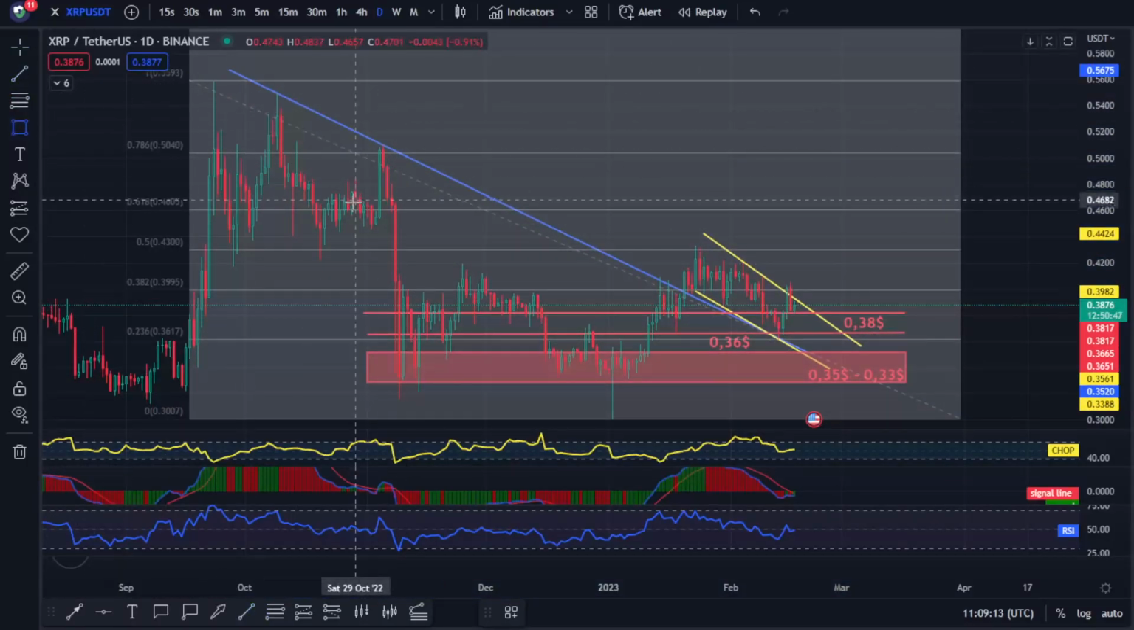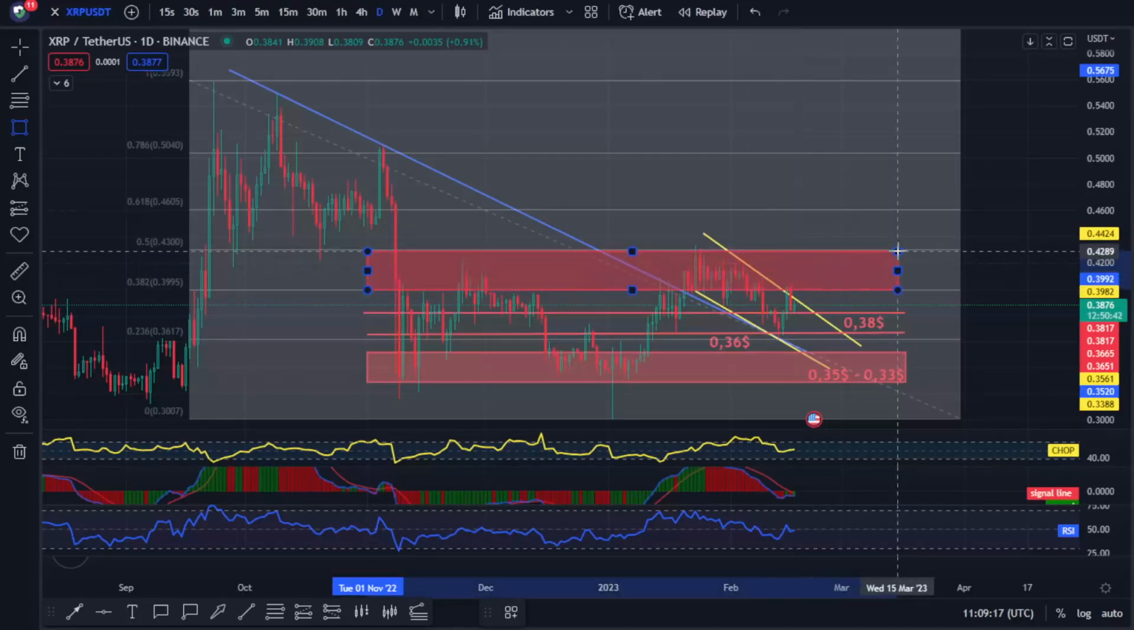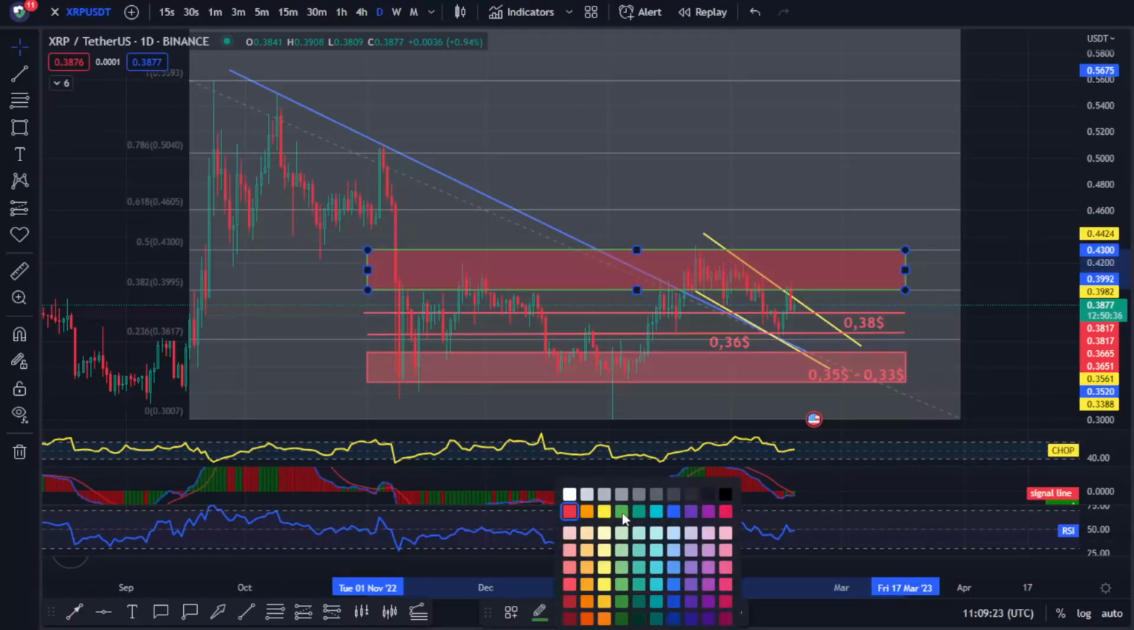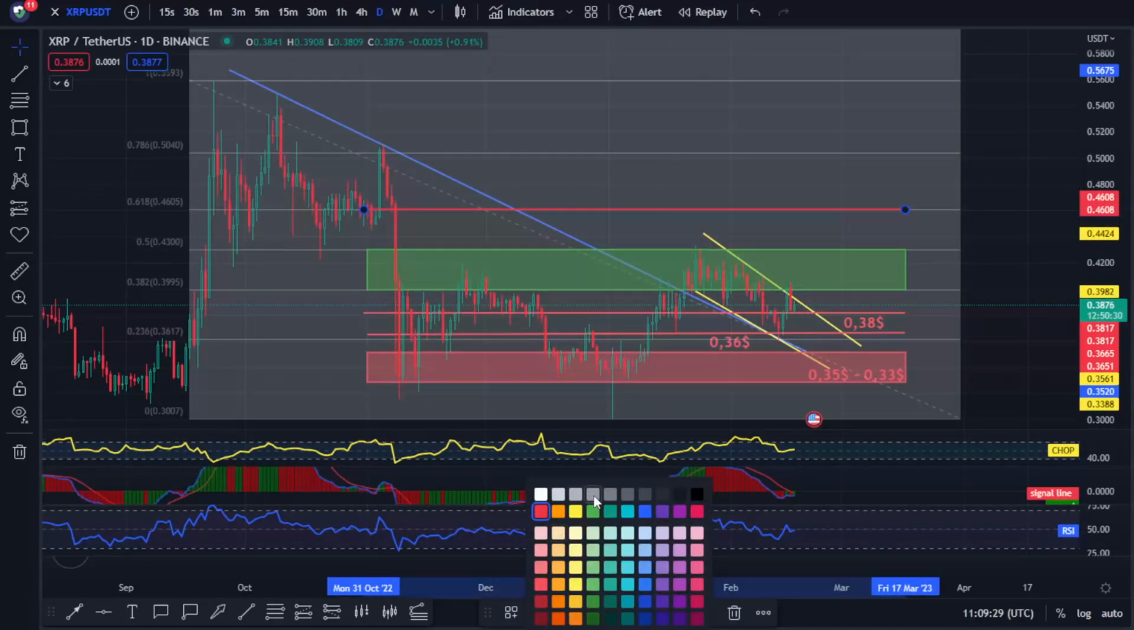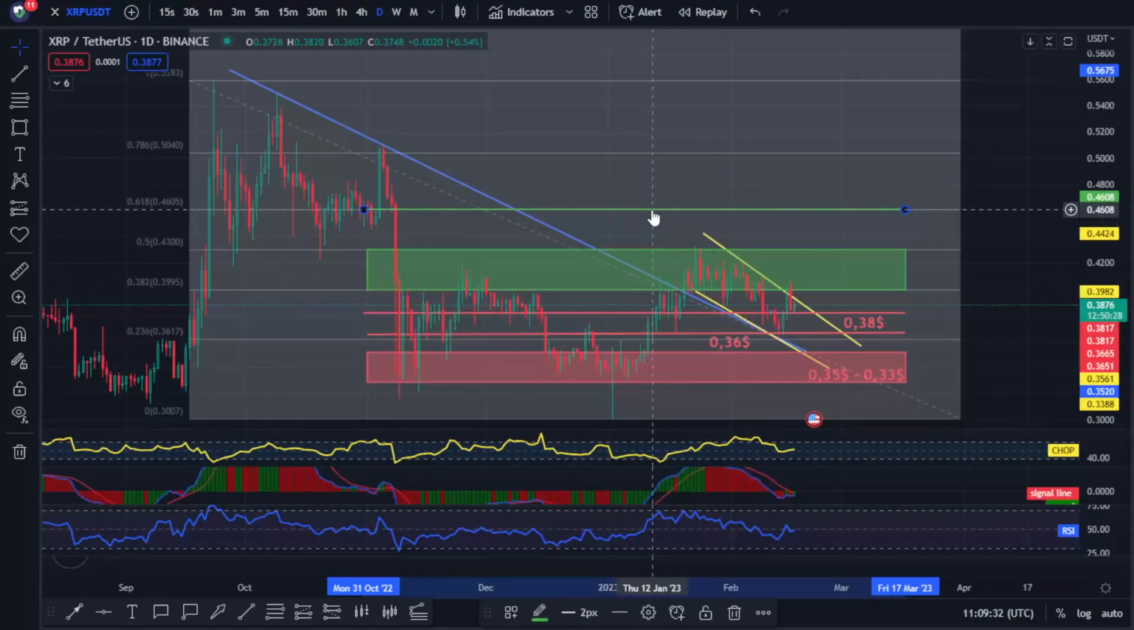Looking the other way, we see that the price has hit an important resistance zone from 40 cents to 43 cents, which it failed to break. However, if it manages to exit the descending channel upwards and break through the resistance zone, the next resistance will appear at the price of 46 cents, and then at the price of 50 cents.